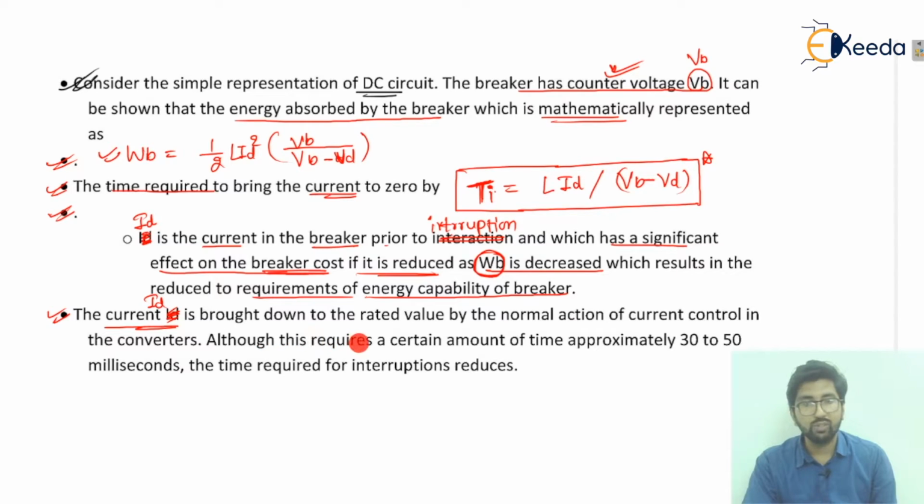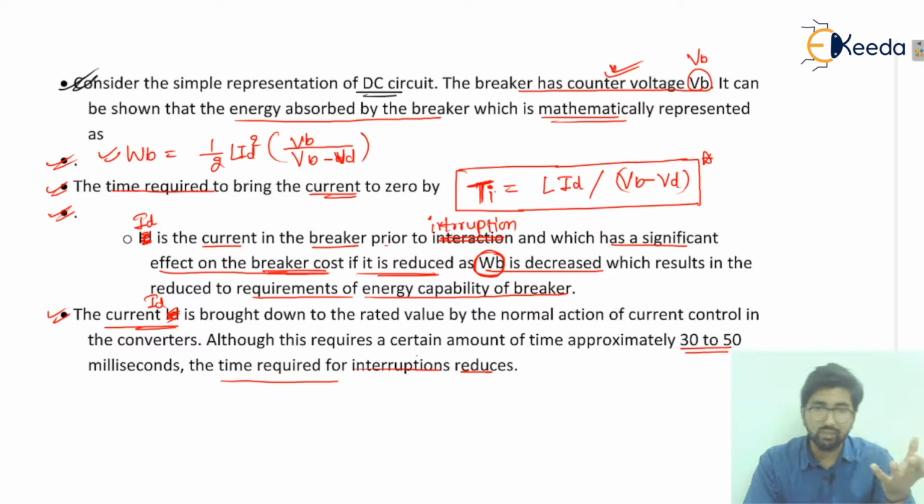Although this requires a certain amount of time, approximately 30 to 50 milliseconds, that is the time required for the interruption. The interruption should be fast. So the time required to do an interruption is reduced, and that is an advantage for your system design.